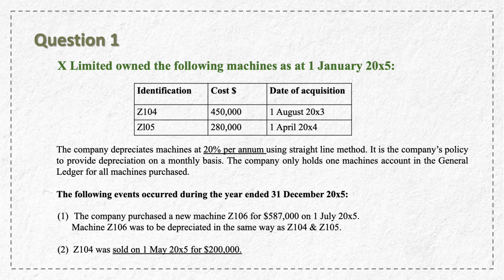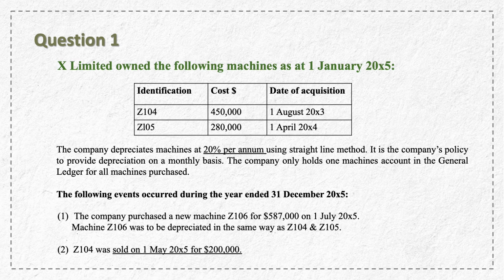Z105 cost 280,000 on 1st April 2000 X4. The company depreciates machines at 20% per annum using the straight-line method. It is the company's policy to provide depreciation on a monthly basis. The company only holds one machine account in the general ledger for all machines purchased.